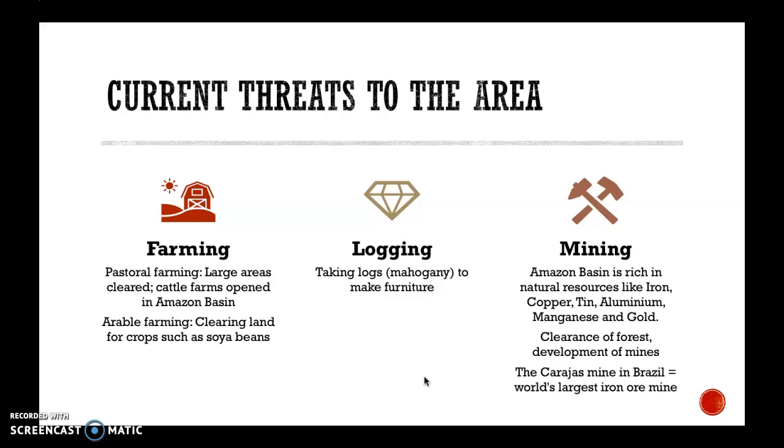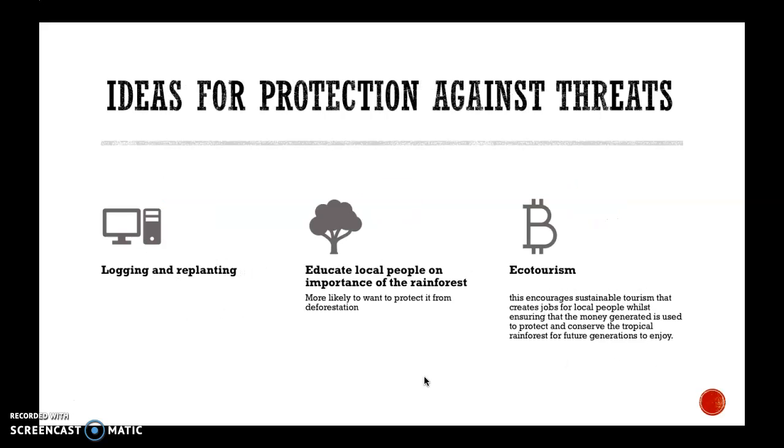Logging is also a huge threat to the area because they want to take the logs, especially mahogany, to make furniture or other nice things like that. But the thing is, they don't plant any new trees, so that's also why it's hurting the forest. Mining is also a huge threat because there are a lot of natural resources in the Amazon basin, like iron, copper, tin, aluminum, manganese, and gold. So they clear out the forest to develop the mines, and that's a big issue because, of course, they're not going to plant any new trees right by it, and it's hurting the whole forest.